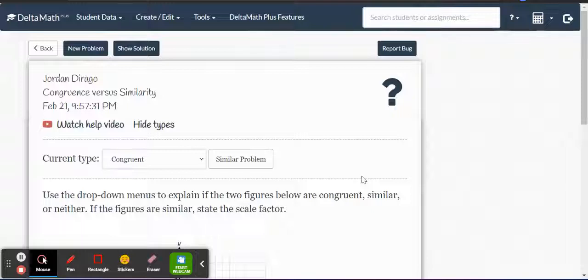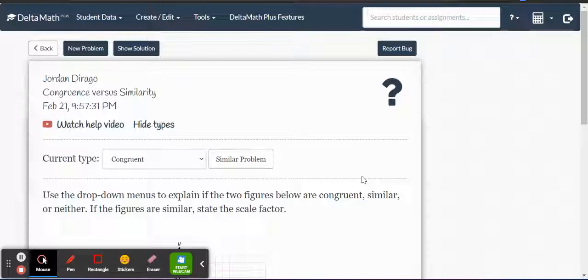In today's video, we're going to look at the difference between congruence versus similarity. Now, in previous lessons, I talked about the difference between congruence and similarity, whether something is congruent or something is similar, but it's not exclusive. You can have situations that are both congruent and similar, or you could have a situation where they're neither congruent nor similar.